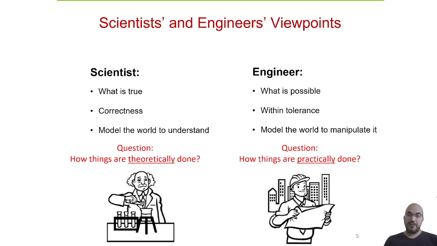If you look deeply into science and what scientists ask questions about, you will see that they always look at the theory part of things. They will ask questions like how things are theoretically done, right? While engineers in general look at how things are practically done. So the scientist merely explores what exists, while the engineers create what has not existed before.